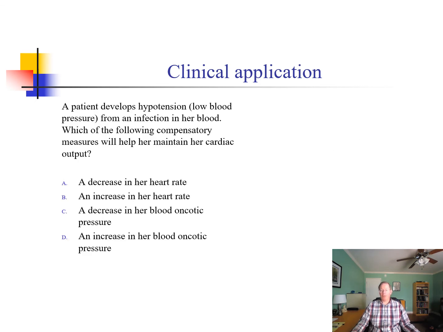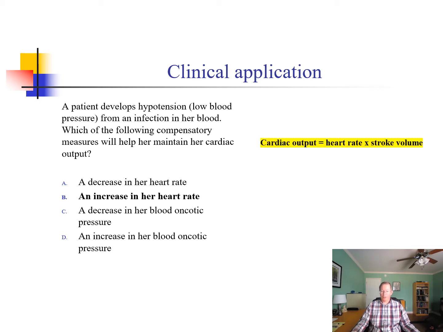Now, a patient develops hypotension or low blood pressure from an infection in her blood. Which of the following compensatory measures will help her maintain her cardiac output? A decrease in heart rate, an increase in heart rate, a decrease in her blood oncotic pressure, or an increase in blood oncotic pressure?